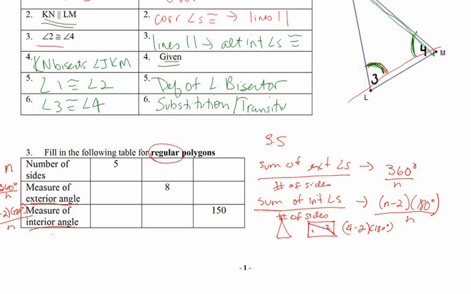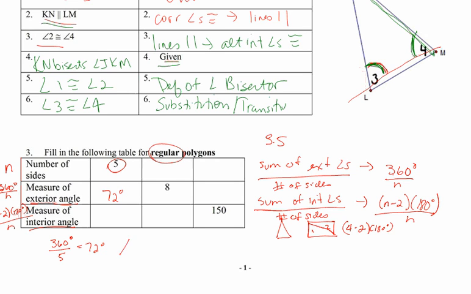Now, first up, I've got a 5-sided figure, a pentagon. So 360 divided by 5. What would that give me? Well, 72. So we fill in 72 degrees for the measure of our exterior angle.